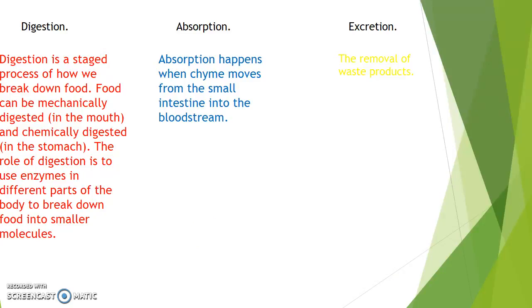So digestion is a staged process of how we break down food. Food can be mechanically digested in the mouth and chemically digested in the stomach. The role of digestion is to use enzymes in different parts of the body to break down food into smaller molecules.